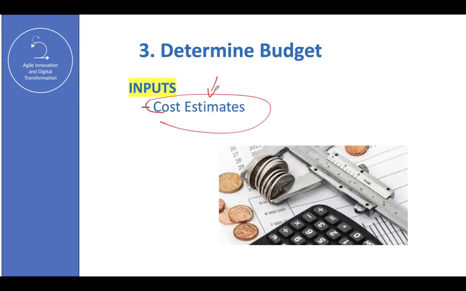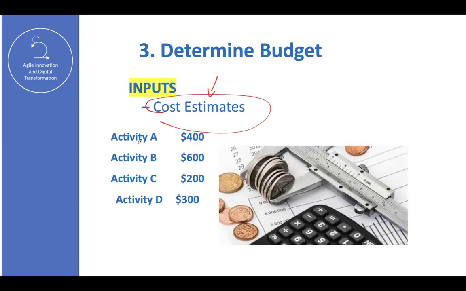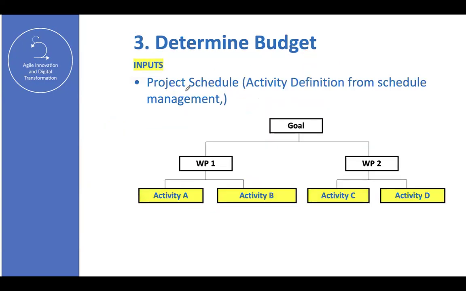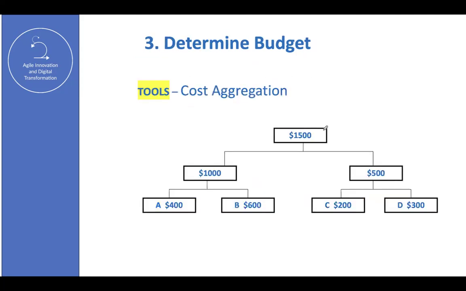What do we need? The estimates, coming from the previous process, which is the cost estimates. We know that activity A is going to cost $400, activity B $600. These are the inputs. I need this information. This is given information to create the budget. So that's why you see inputs here. Activity C 200, activity D 300. Another thing that I need is when we are going to execute activity B and activity C. This is activity definition, so that's something that we know.